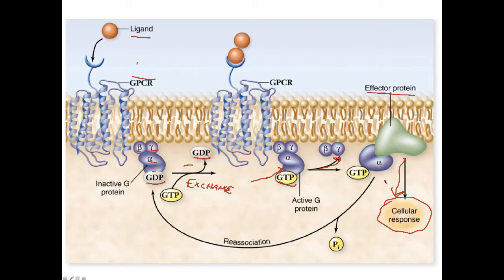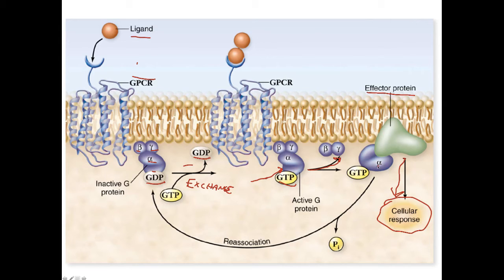Now, you don't want your signal to continue once the ligand goes away. You don't want to keep signaling to the effector protein through an activated alpha subunit of the G protein, because then the cell would keep responding even though there wasn't a signal telling it to respond in a particular way. So the active state of the alpha subunit of the G protein is only transitory.